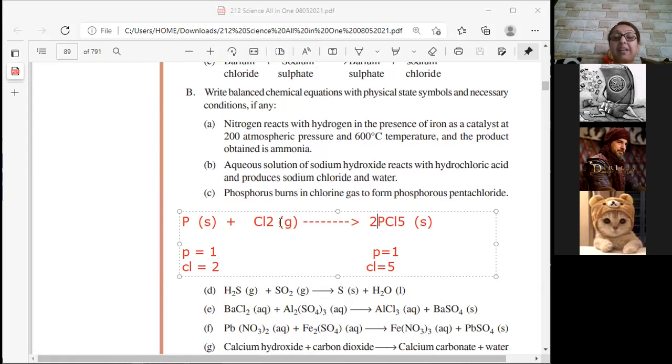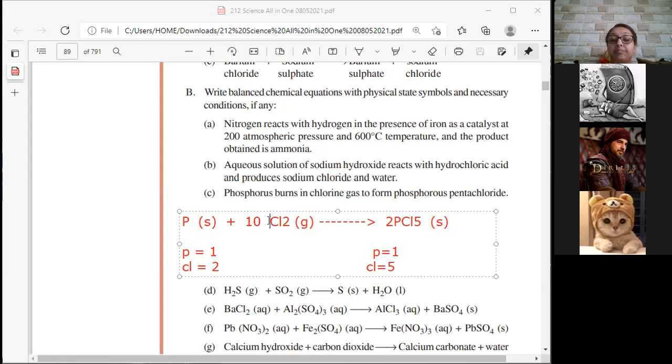Now chlorine has become 10, correct? 2 5s is 10, no? Yes, ma'am. Now what do I do for P? Now my P here is 2, and on the other side you can leave chlorine as it is. Here also you can put your 2 in front of Cl. 10 has become here, and P I have to make 2. So can I write P2? Yes, ma'am.